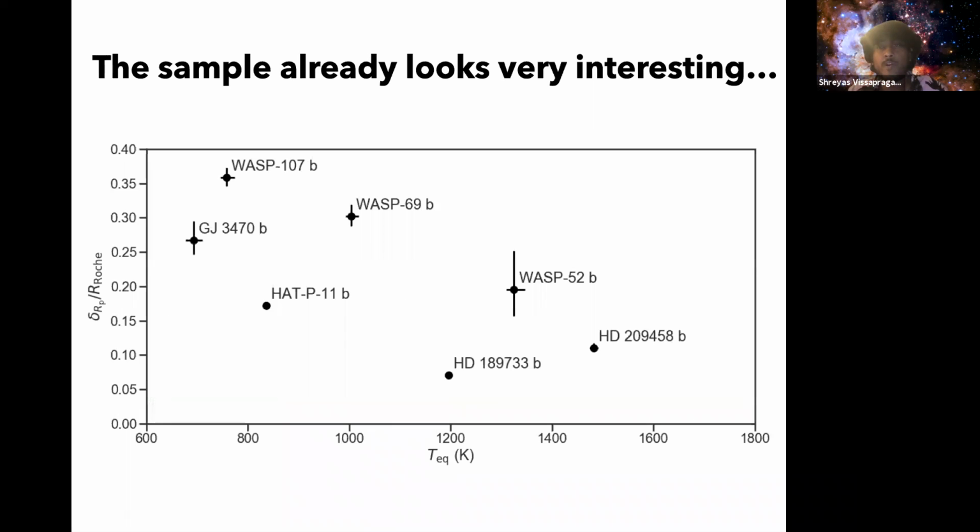And briefly, as I'm running out of time, if we look at the sample of planets where we've detected metastable helium already, I think the sample already looks quite interesting. On the y-axis, I'm showing a proxy for how big the helium signal is as a function of planetary equilibrium temperature. And weirdly, it looks like planets that are hotter are expressing smaller helium signals, which shouldn't be happening if we think about the physics of atmospheric mass loss. So I think there's something radiatively interesting going on here.